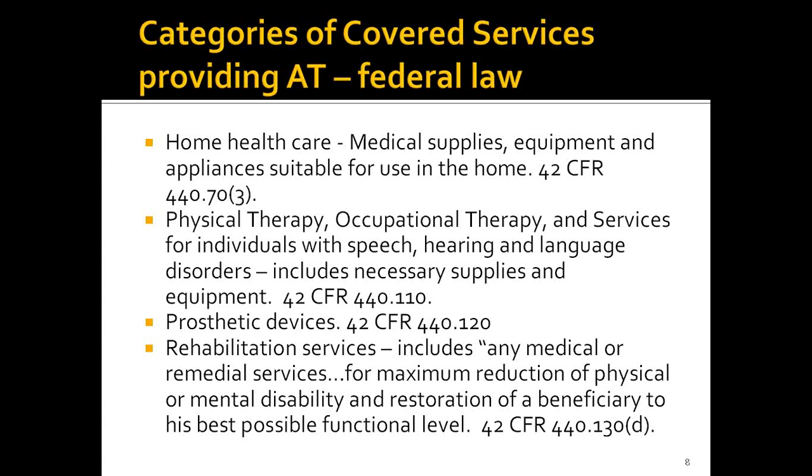So the options that AT might be covered under federal law are listed here. One might be home health care, which supplies medical supplies, equipment, and appliances suitable for use in the home. You might be able to access services under the PT, OT, and speech therapy services, which include supplies and equipment, prosthetic devices, and then sort of the catch-all, which is rehabilitation services, which includes any medical or remedial service for the maximum reduction of physical or mental disability and restoration of the beneficiary to his best possible functional level.